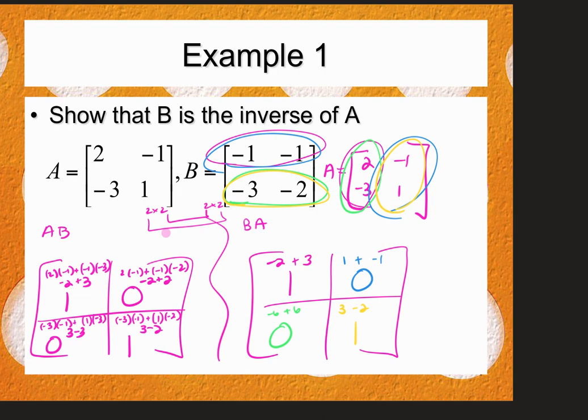So not only does it have to be the same, it has to be 1, 0, 0, 1. It's your reduced row echelon form, kind of, the left side of it.